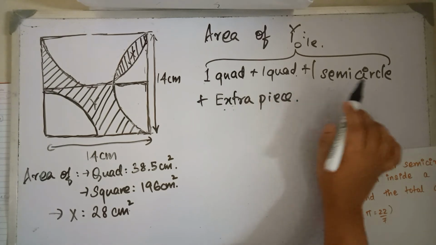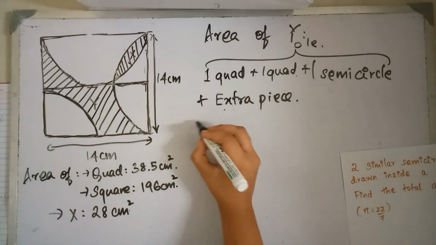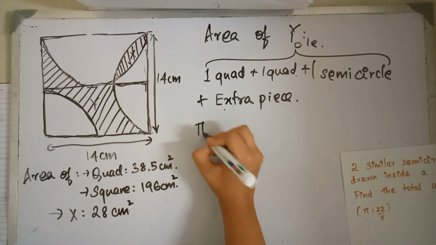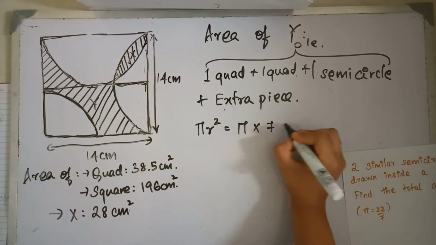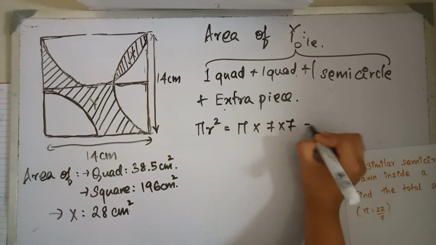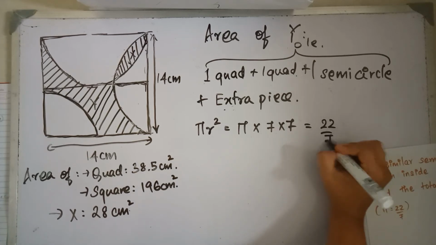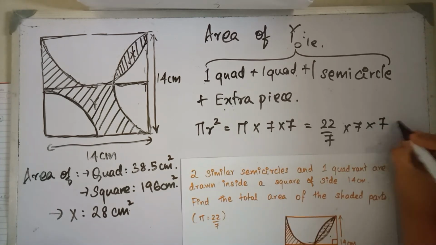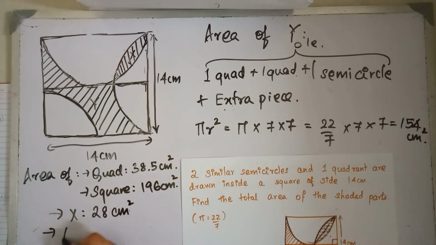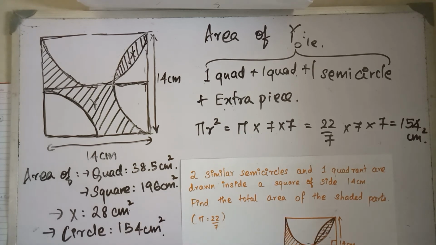So 1 quadrant plus 1 quadrant plus 1 semicircle. What does that amount to? That's actually 1 circle. What's the area of the circle? Pi r square. That is pi into 7 into 7. This gives us 154 cm square. So now we have the area of the circle, 154 cm square. Now we have one last thing to find out, that is the extra piece.